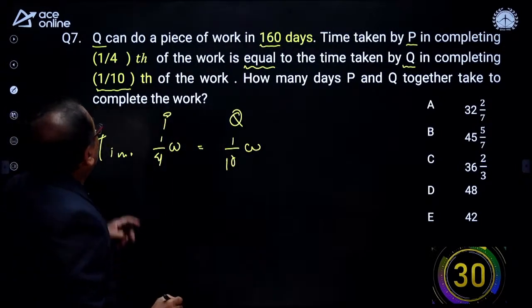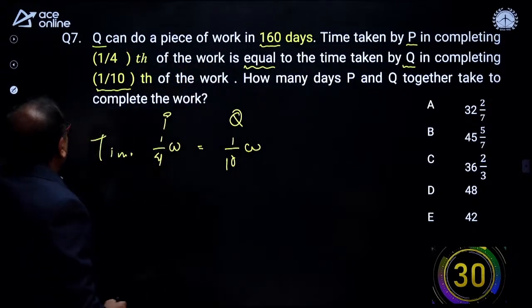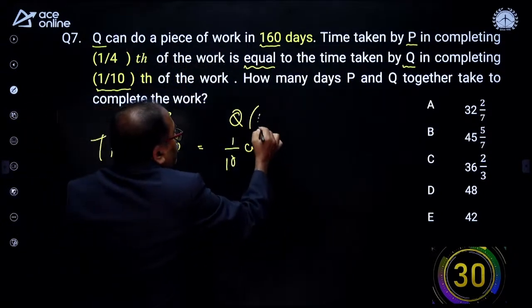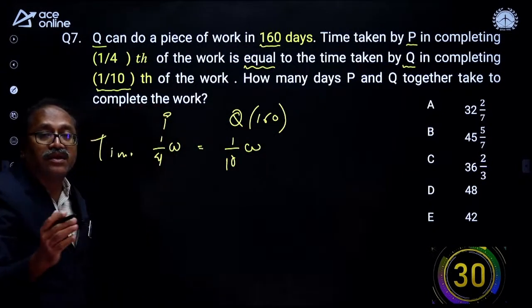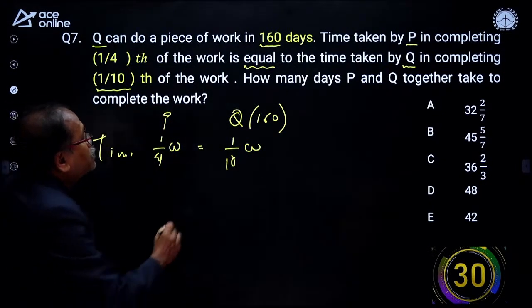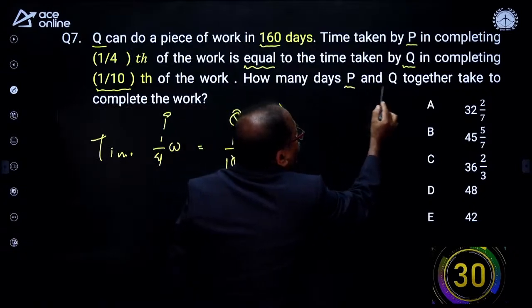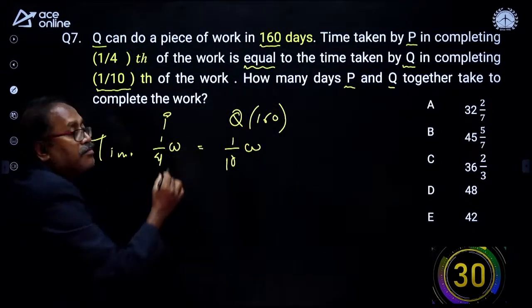And what else do we know? That Q can complete the work in 160 days. He can complete the work in 160 days. What is the question? How many days can P and Q together complete the work?